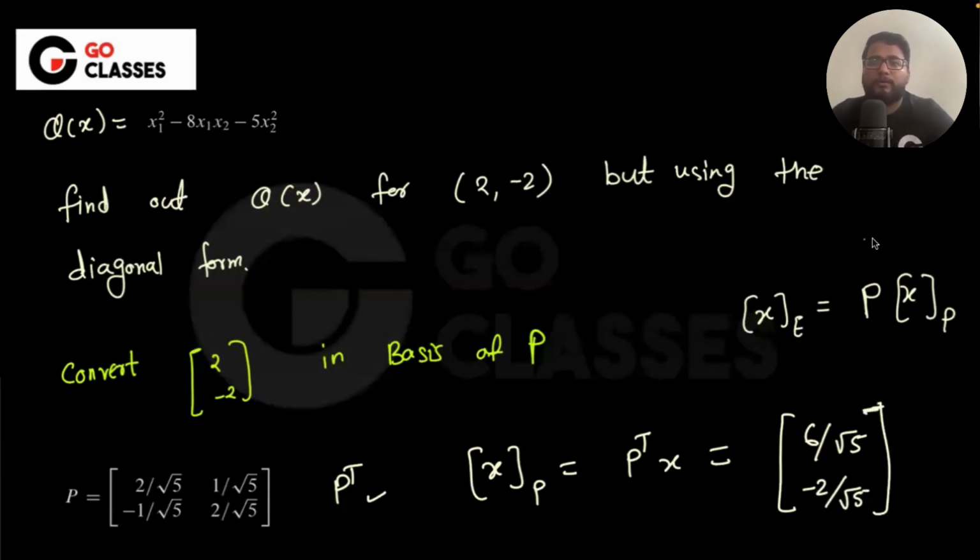Is this okay to everyone? That P transpose X will be something like this. So what we have done till now: they ask us to evaluate this Q(x) for (2, -2). Instead of going directly by plugging in the value of (2, -2), let me see this X in the basis of P. Then I will be getting this particular vector. Then what can I do? Now I can find Q(x).